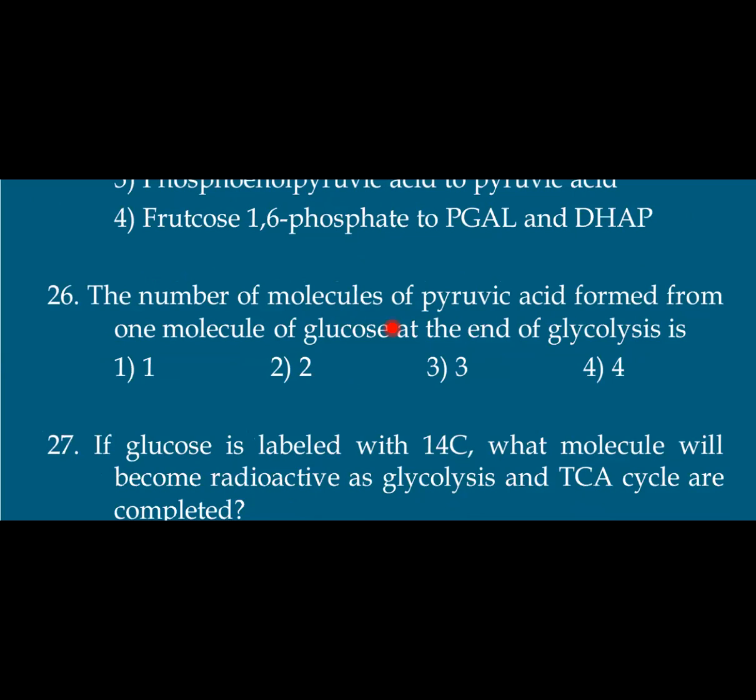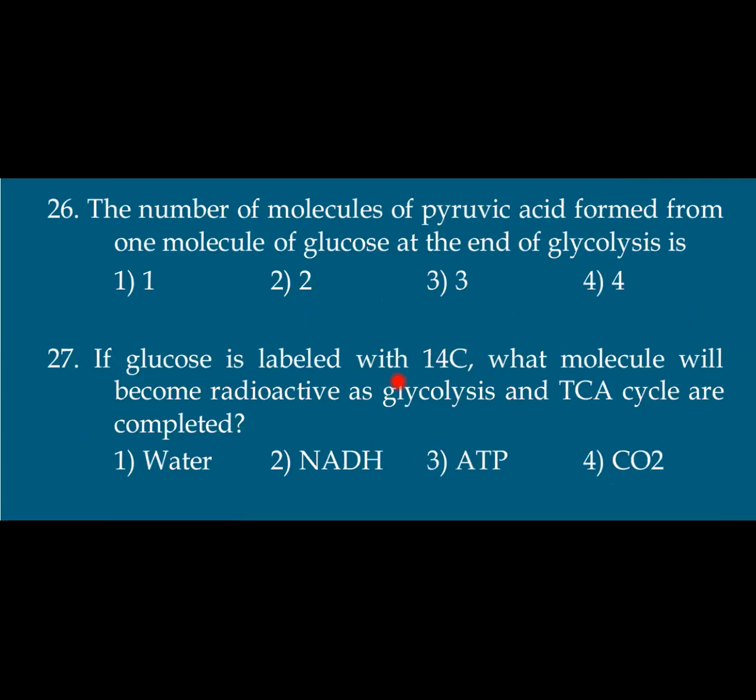The number of molecules of pyruvic acid formed from one molecule of glucose at the end of glycolysis is absolutely, how many pyruvic acid do you get, students? I need not tell, you all know very well. 2 is the answer, because pyruvic acid has 3 carbon atoms and glucose has 6 carbon atoms. One glucose will give 2 molecules of pyruvic acid.